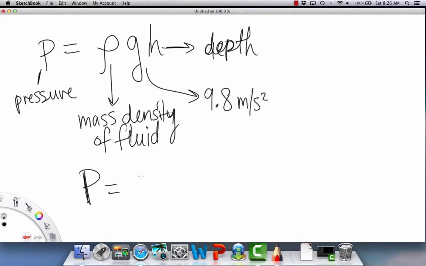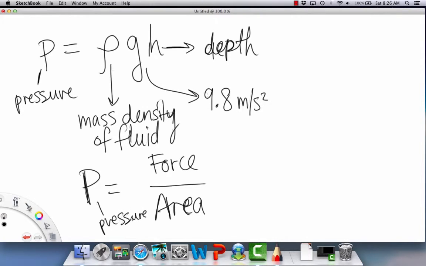So pressure is equal to force over area. And if you've taken physics, this should sound familiar to a certain extent. So this is your pressure. Pressure is equal to force over area. So this basically means that if you increase your force while your area is constant, then pressure is going to go up. And that's kind of like common sense.